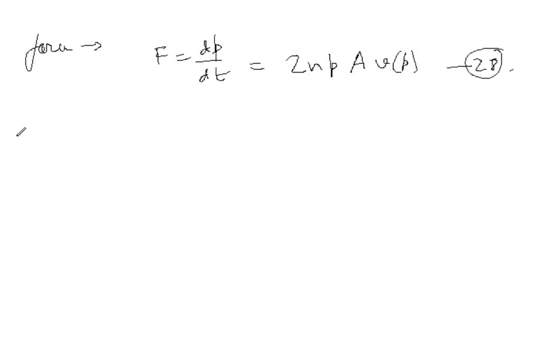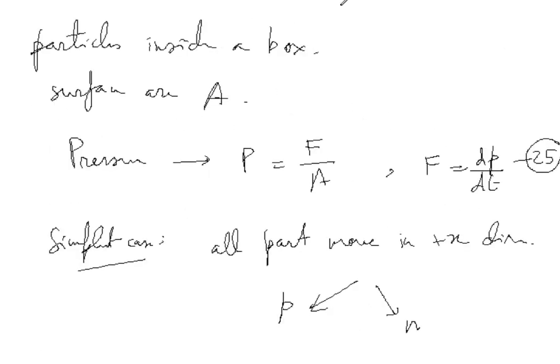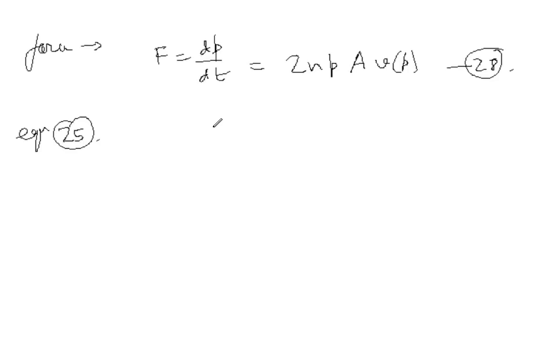Now from equation 25, remember, basically the expression for pressure. If we use that from equation 25, we can have the pressure as F by A, and this is just 2 n p v_p.